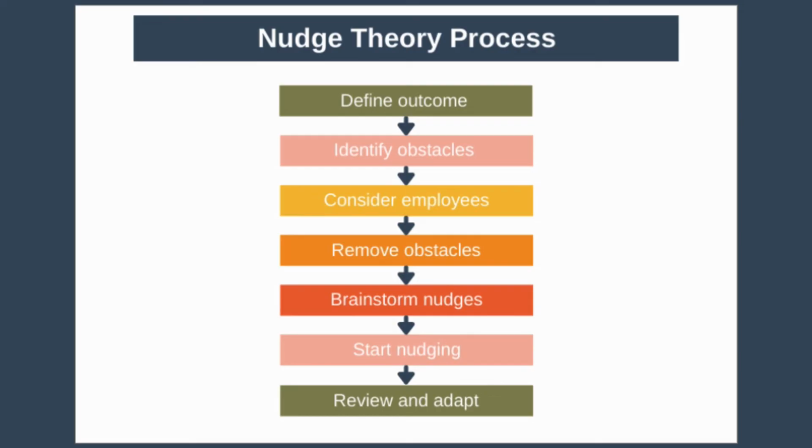Step five is to brainstorm to identify a set of possible nudges, leveraging cognitive biases to make it easy for people to display the right behavior. Step six is to select one or more nudges and begin nudging. And finally, step seven is to measure success against your desired outcome and adapt as necessary. Remember to take on board feedback from your employees in this step. So let's take a look at a very simple example of how you might use this 7-step process.